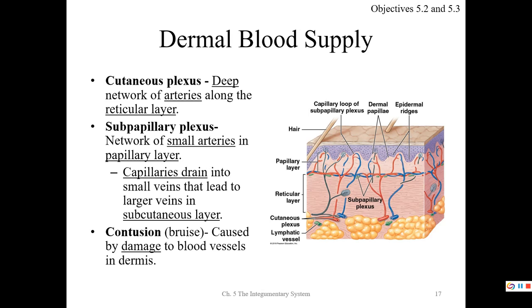The deep network is called the cutaneous plexus. It is the deeper blood vessels right here, running along the reticular layer. The subpapillary plexus, right here, is associated with capillaries closer to the top. They lead to blood vessels in the subcutaneous layer, but they are found up here. A contusion is a bruise, and it is caused by damage of blood vessels in the dermis.